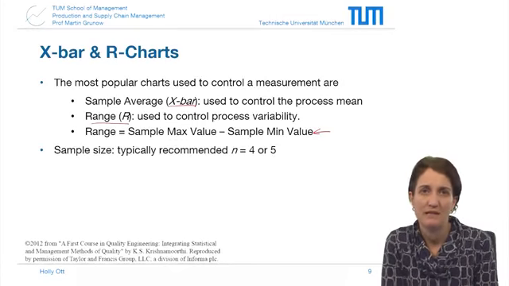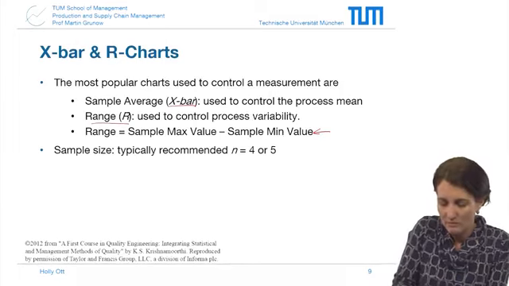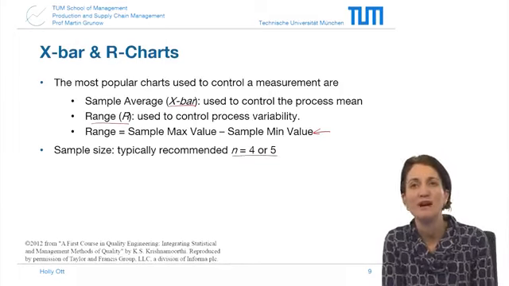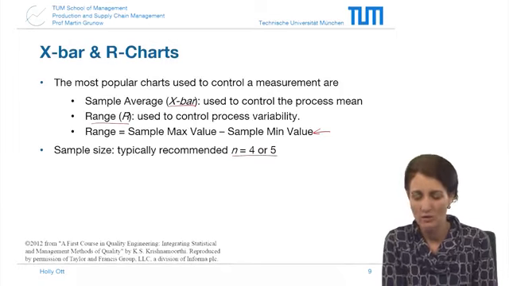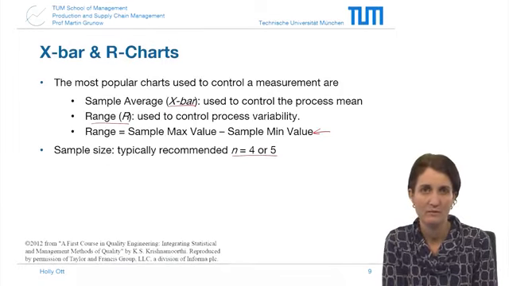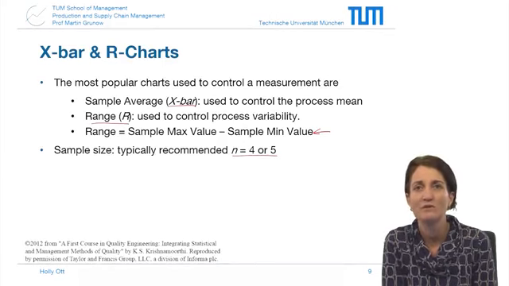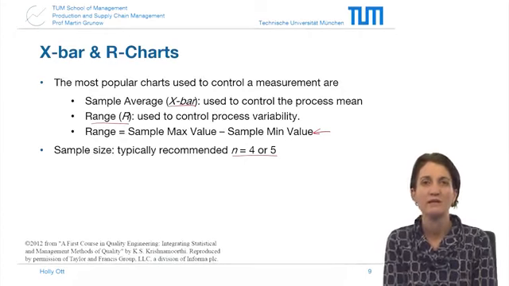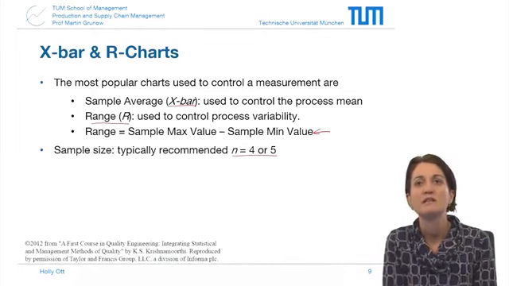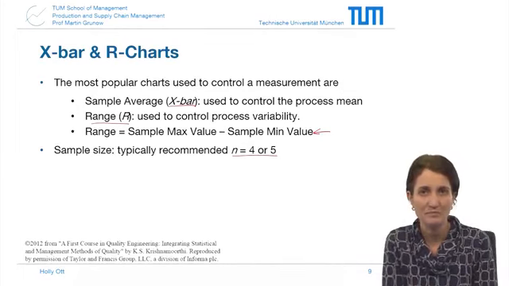So sample size. Typically for X-bar and R charts, a sample size of 4 or 5 is recommended. Now, why is this? Again, we go back to Dr. Shewhart. When he first proposed these charts, he recommended the use of as small a sample as possible, because if you're averaging over a large sample, you may hide an assignable cause that may occur in the taking of the sample. But he also recognized that samples should be large enough to take advantage of the central limit theorem.